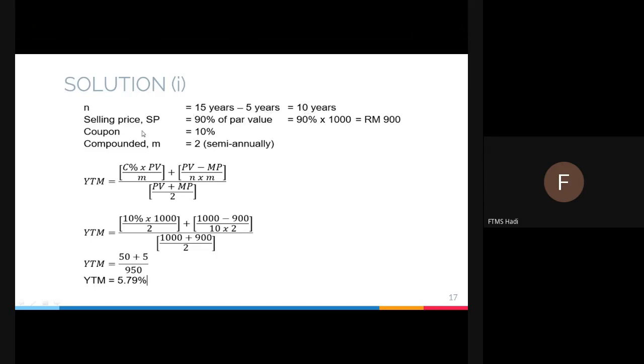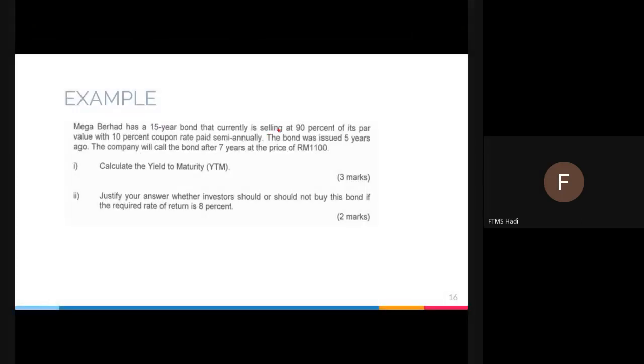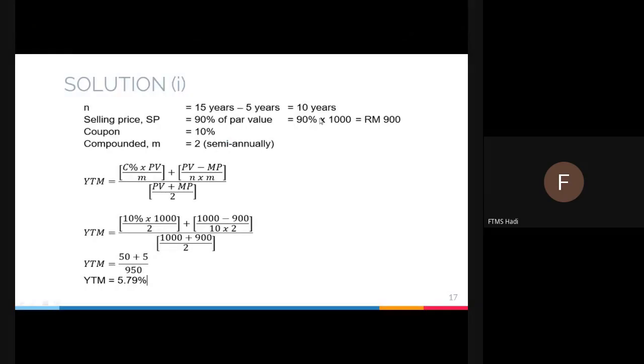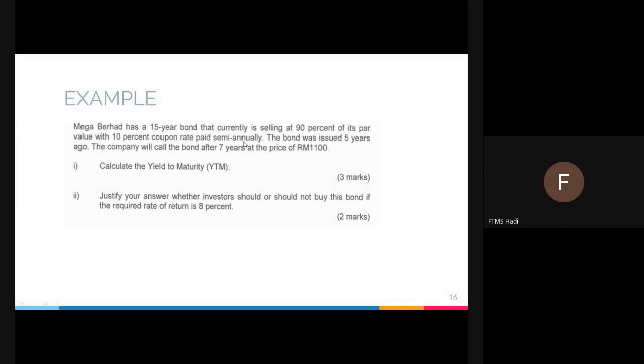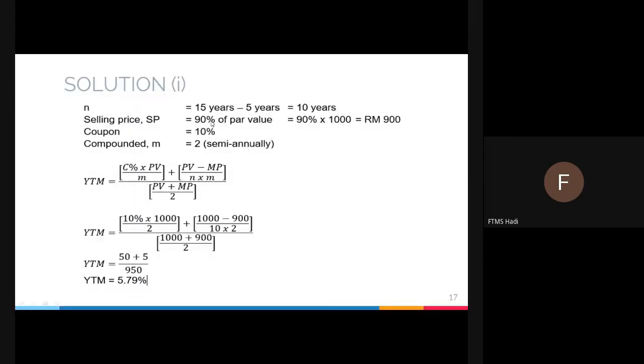And selling price, you look at this question, the info, 90% of its par value. The word "of" means that you need to multiply. 90% of its par value means 90% multiplied by par value, which is 900. 90% multiplied by 1000 is equal to 900. Coupon 10%, do not multiply by 1000 yet, because here they have given a percentage, so you need to put this percentage.